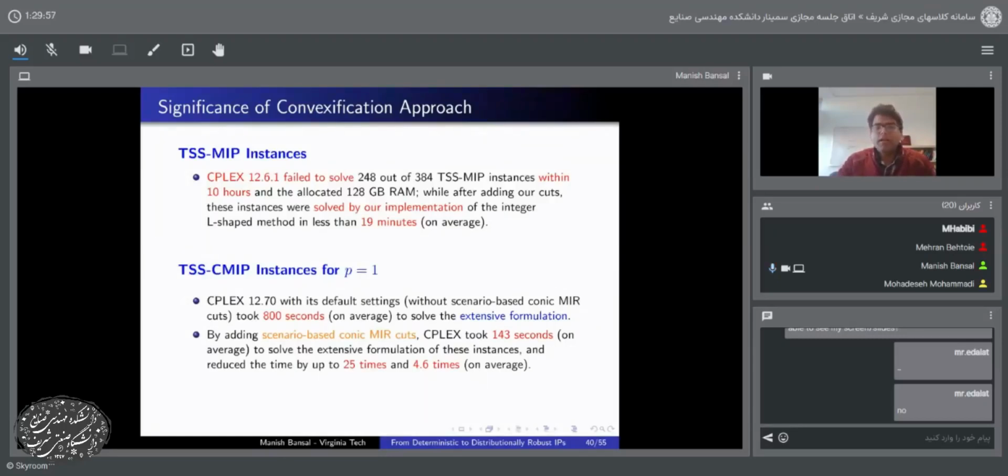So when we solve the two-stage stochastic mixed integer program instances, Cplex failed to solve 248 out of 384 instances within 10 hours. But by adding our cuts, we were able to solve them using a decomposition approach in 19 minutes on average. We observed similar results for conic mixed integer programs with P equal to 1. Cplex with its default setting, without these scenario-based conic MIR cuts, took 800 seconds on average to solve the extensive formulation. But by adding the scenario-based conic MIR cuts, Cplex took 143 seconds on average and reduced the time by up to 25 times and 4.6 times on average.